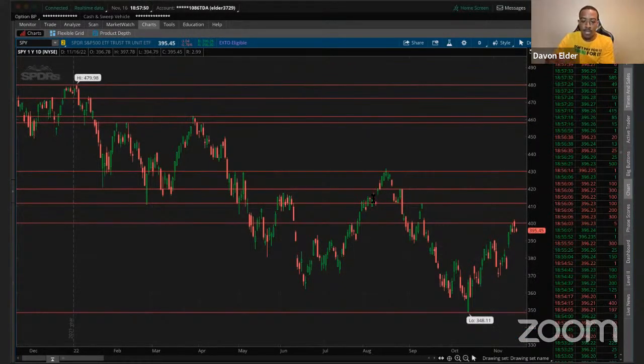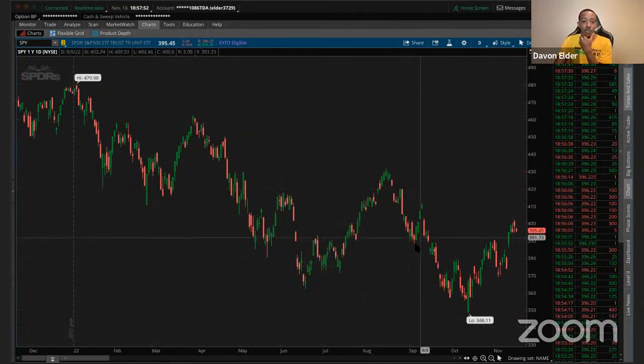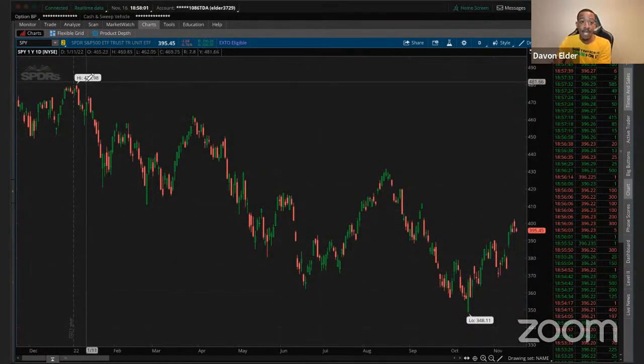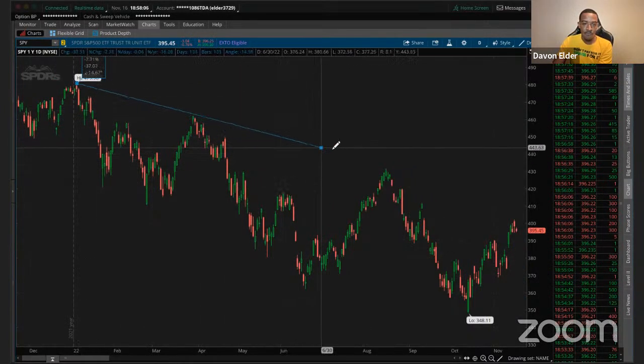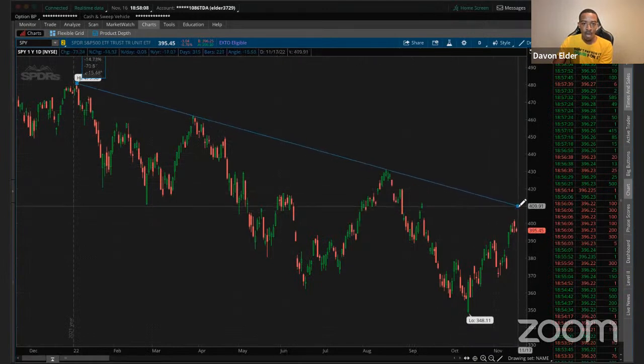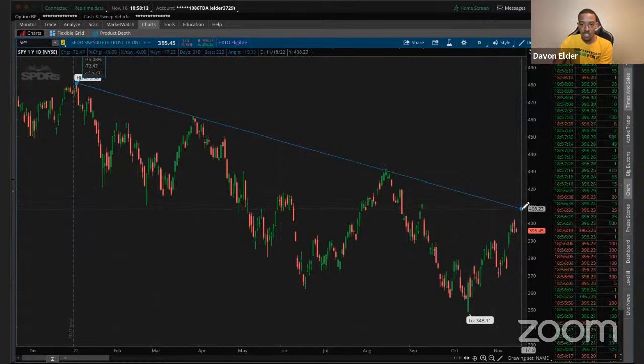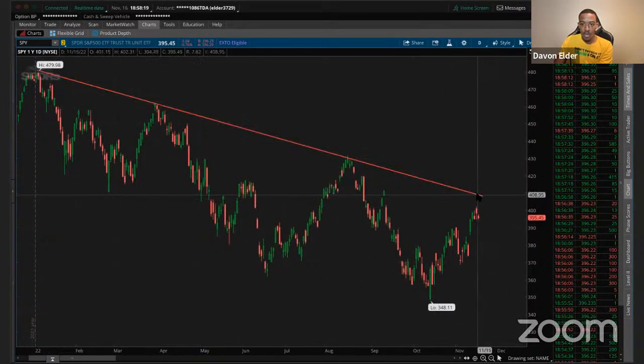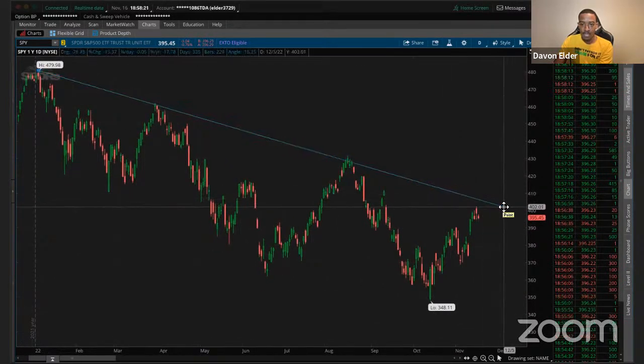And so another drawing set I want us to see, remember what I said before, you need to be able to identify higher highs and higher lows and lower highs and lower lows. And the way that we do that is by trend lines, right? So I'm going to draw a trend line from our 52-week high all the way down, right? And so we've got this trend line here that we can follow that has showed how the market has been going.